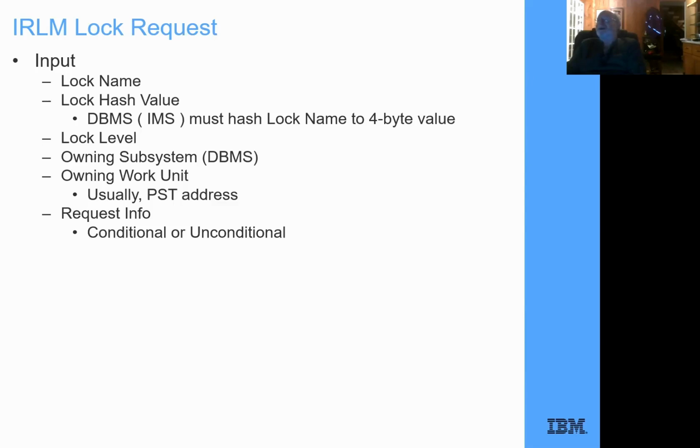Sometimes locks are held by internal processes inside of IMS, like the output thread, and those have an associated system PST address. And you also pass information about the request type, whether it's conditional or unconditional. Conditional means that if the lock is not available, give me a return code. I don't want to wait. I just want to know whether I can have the lock or not. Unconditional means that if the lock is not available, I want to wait.